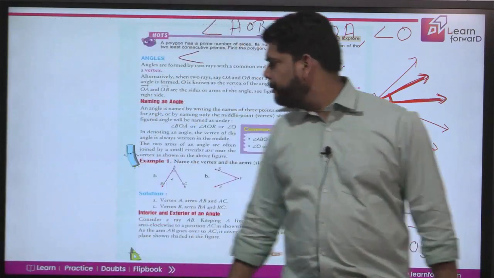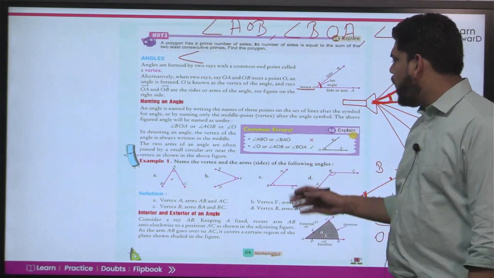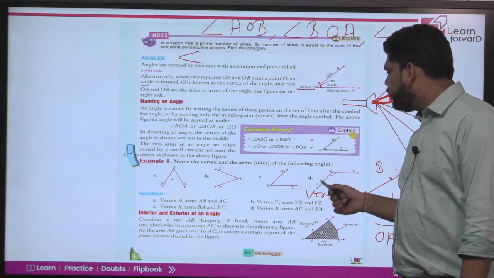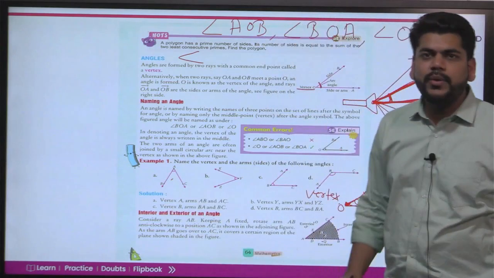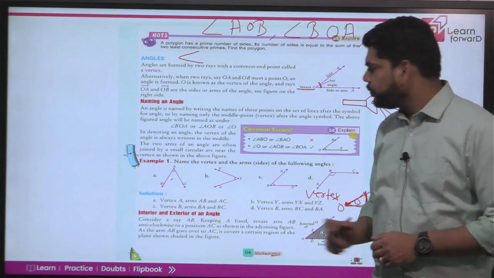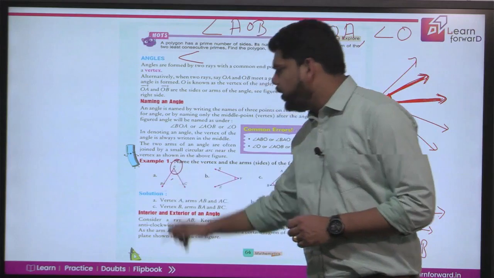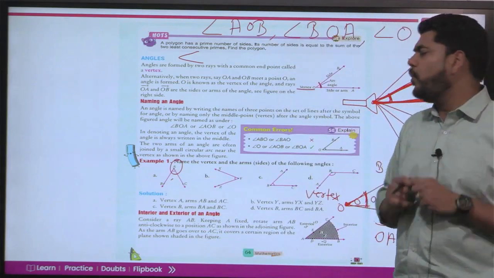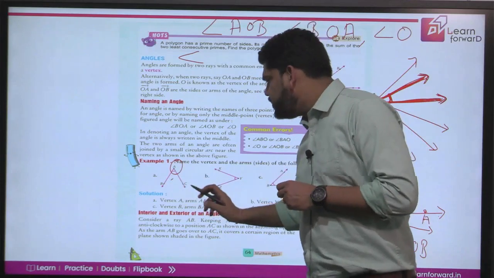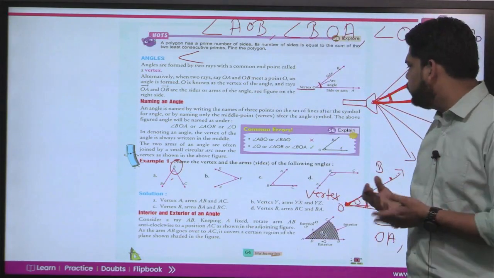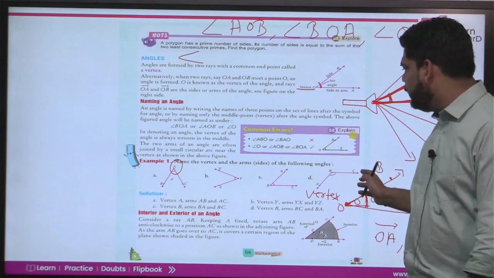Example 1. Name the vertex and arms of the following angle. What is the vertex over here in figure A? A is the vertex because it's the starting point of the ray. What are the arms? AB and AC are the arms. So that was quite simple, I believe.